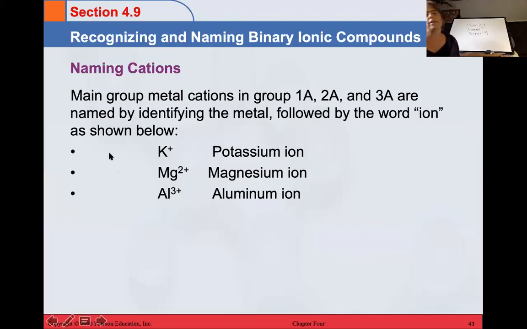So to name cations for the main group metal cations in group 1, 2, and 3A, you name the ion by identifying the metal followed by the word ion. So it's pretty straightforward. To name these three cations, first you just identify the metal, in this case potassium, magnesium, or aluminum, and then you just add the word ion. So it's just a potassium ion, a magnesium ion, or an aluminum ion.